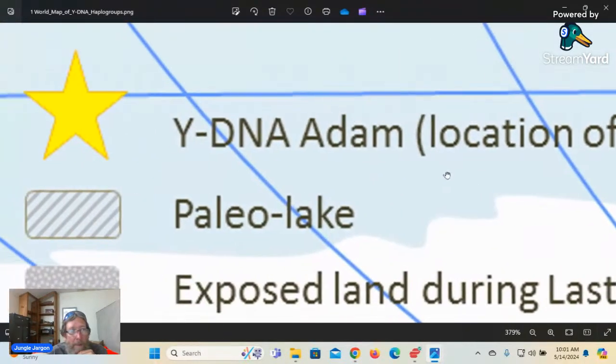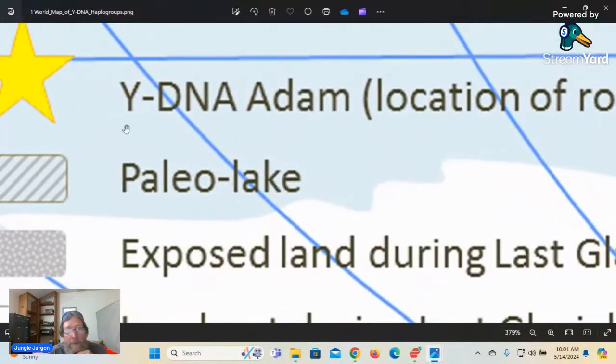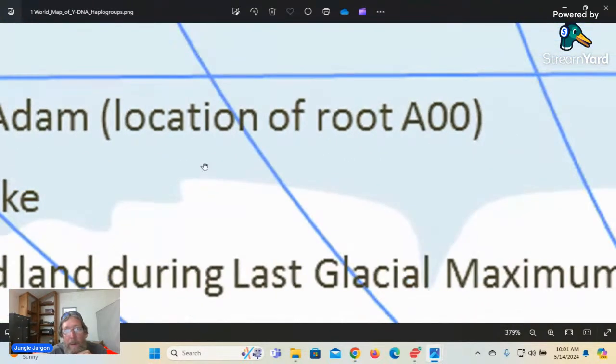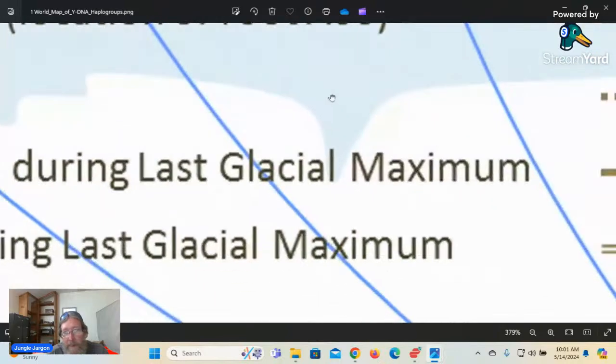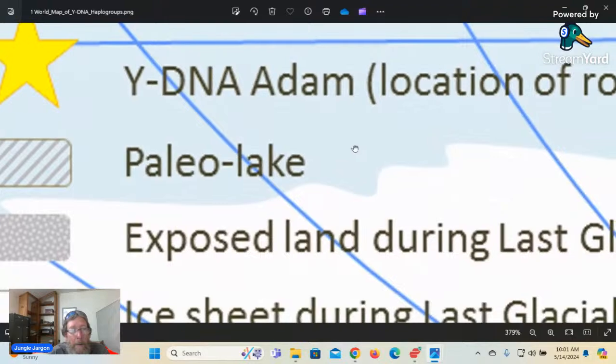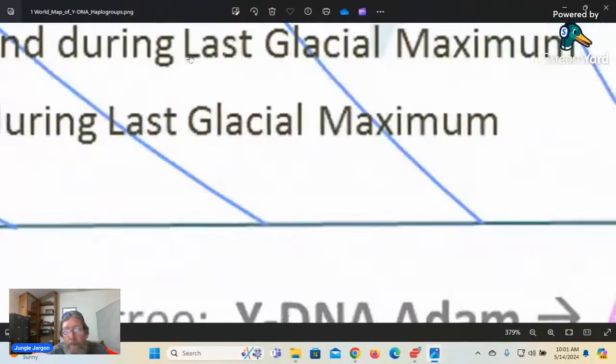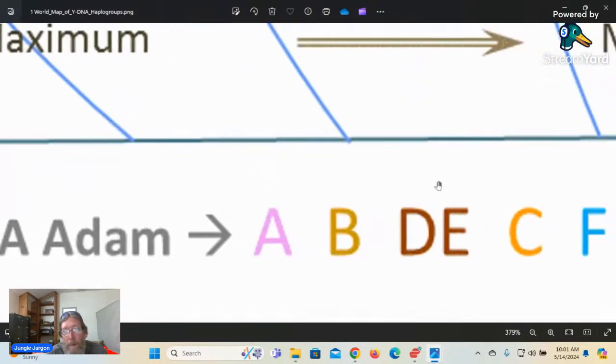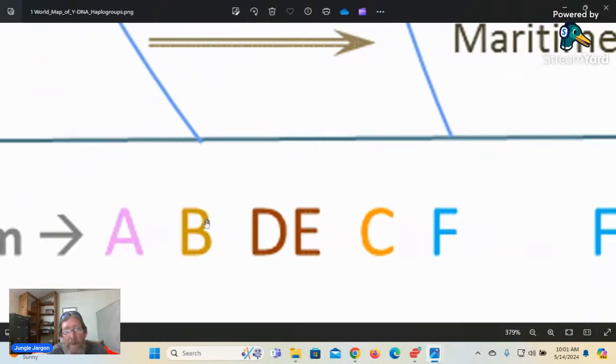Okay, the idea is the Y chromosomal Adam, and they root the tree in A, and they want to say that the root is in A, but Ham is the younger son, so the root can't be in A if he's the younger son. So it's A, B, and C that are connected. We can see in other charts that they're connected. The D and the E are not connected to C.